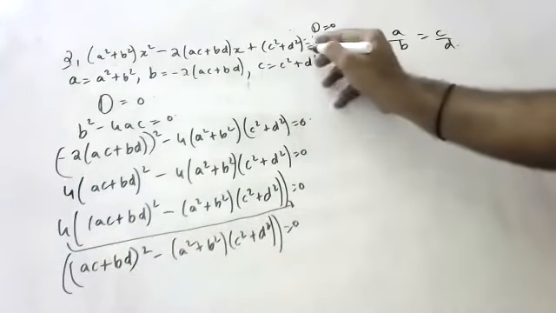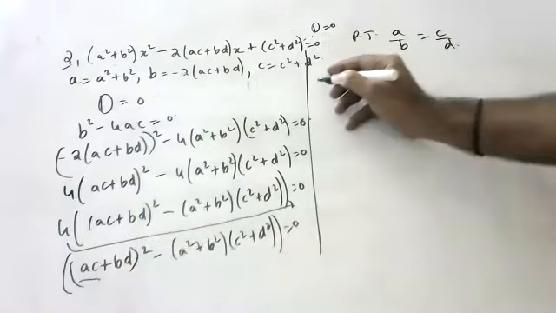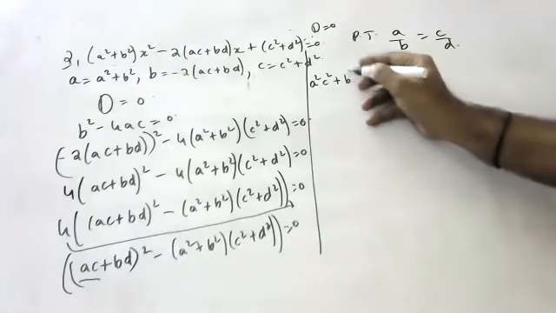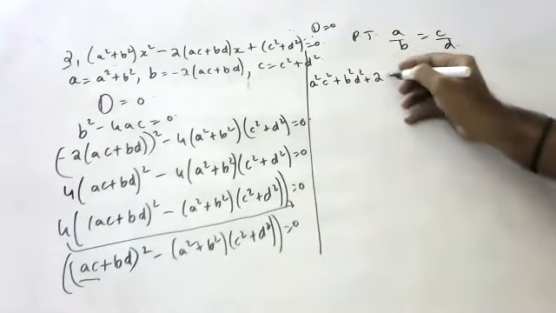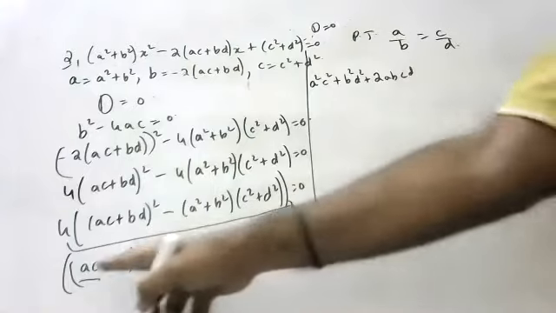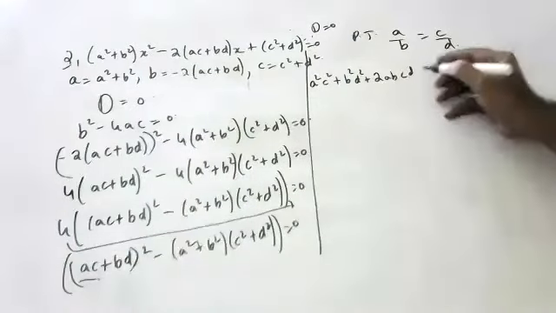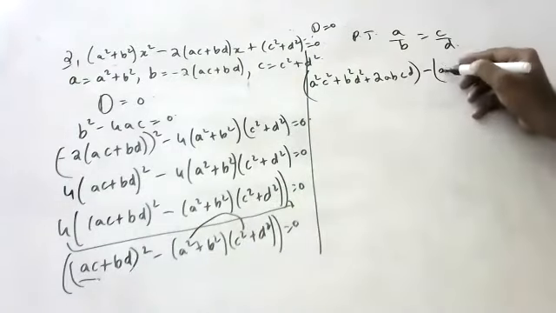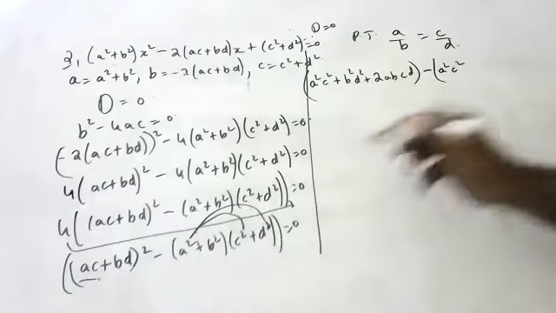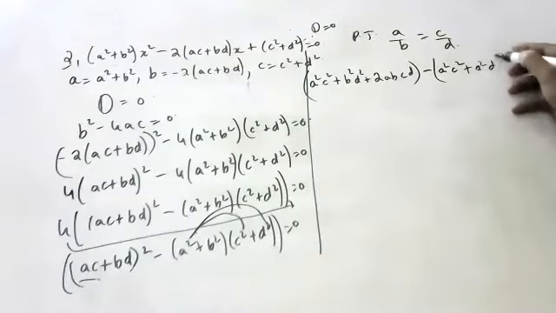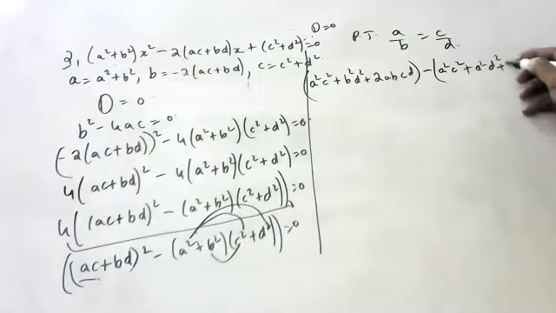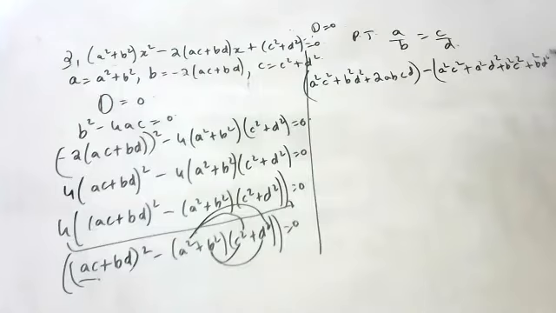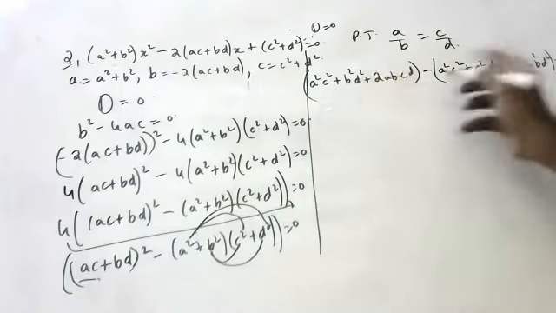Now expand (ac + bd)²: a²c² + b²d² + 2 into ab into cd. Close this. Minus a² into c², a² into d², b² into c², b² into d², is equal to 0. Now open the brackets.